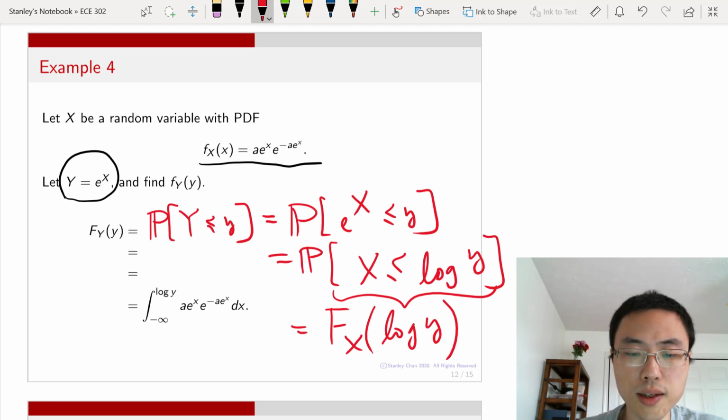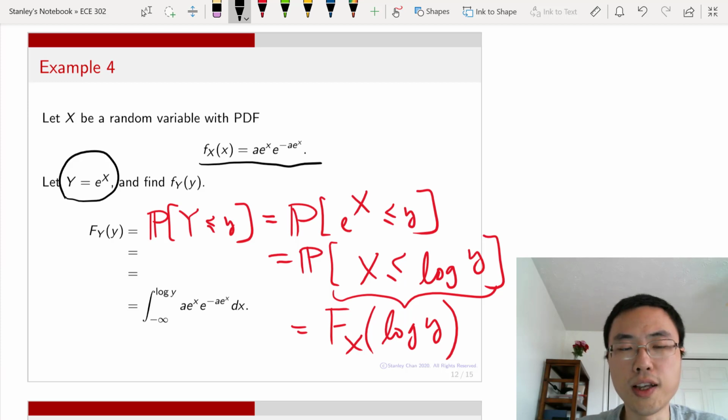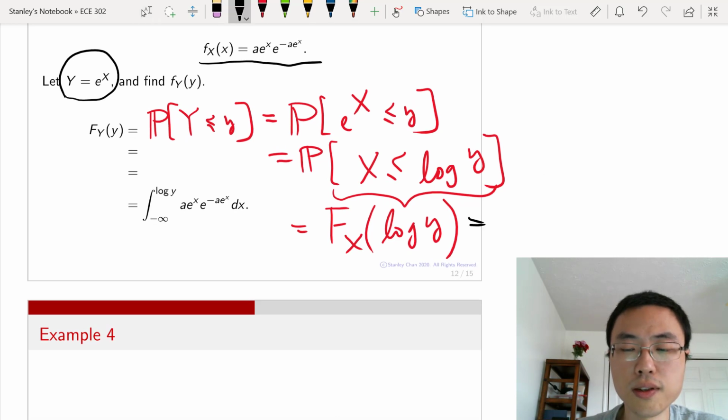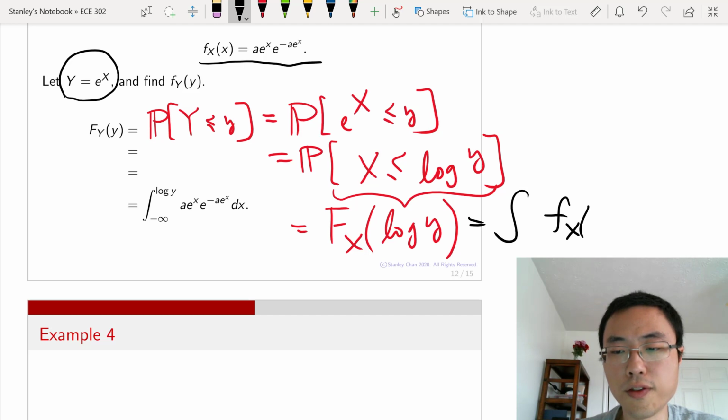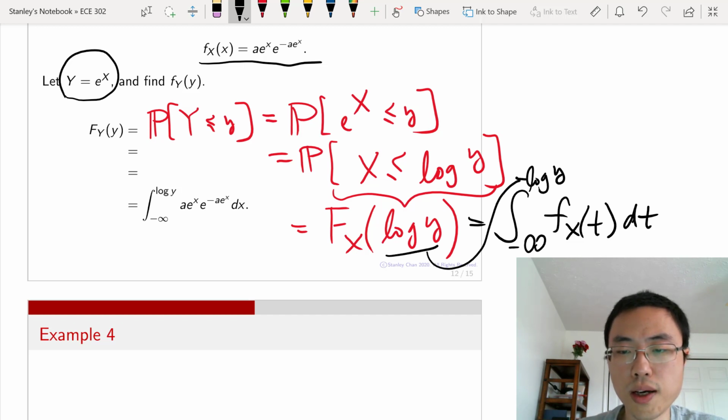Now, what is F_X? Well, I don't have the formula for F_X, and I don't want to integrate this PDF to get a CDF, but that's fine because this is just the integration of my PDF of X, integrating from minus infinity up to the point of log y. Right, it is this log y here.